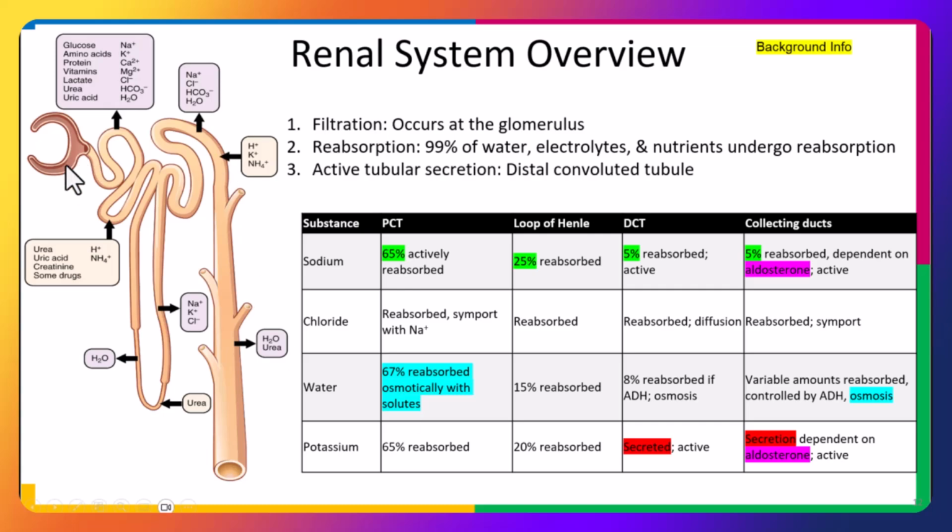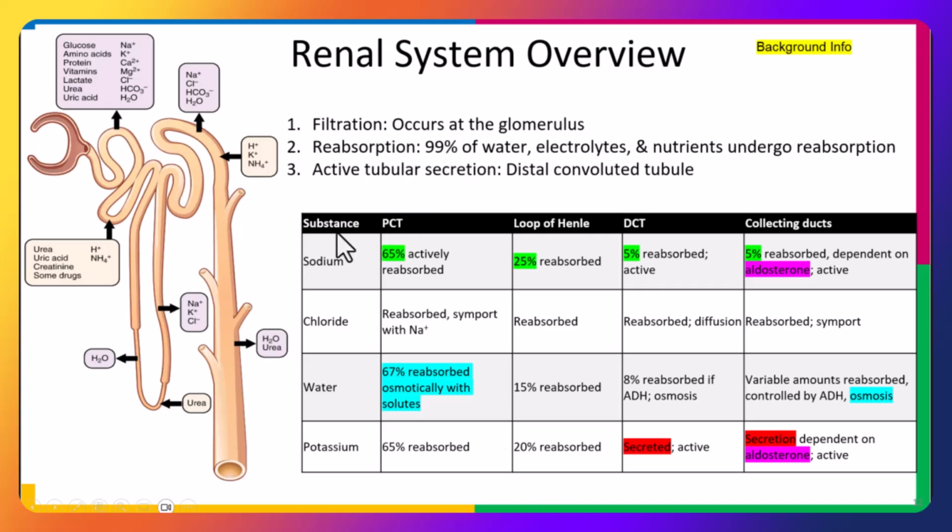After filtration, so once we have substances now in the tubule system of the nephron, reabsorption is going to occur. About 99% of the water, the electrolytes, and the nutrients that were filtered end up being reabsorbed back into the bloodstream. So the kidneys are very selective. It's not going to just throw everything away that it receives. And when I say throw away, I mean ending up as part of the urine. It's going to take most of it back. And this helps keep our body in homeostasis.